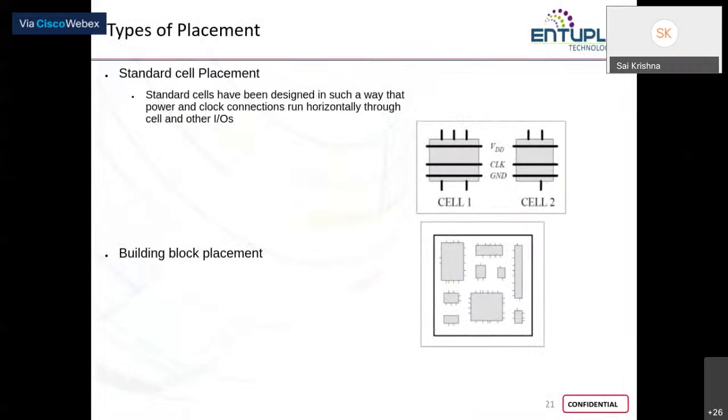So, as I already told you, during your floor plan itself, your macros are already placed. These macros will be fixed during your floor plan itself, and you're not going to move them in any manner. Now, only in the gaps available, you're going to place your standard cells. These standard cells are nothing but the gates or the components that you have seen in your RTL schematic after synthesis, or the list of components that is present in your gate level netlist.